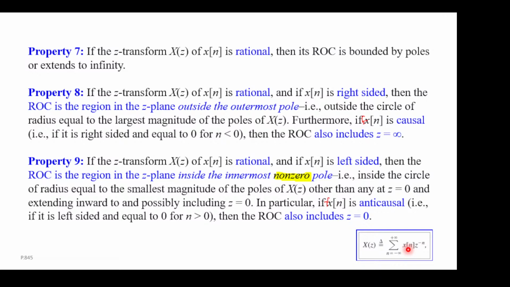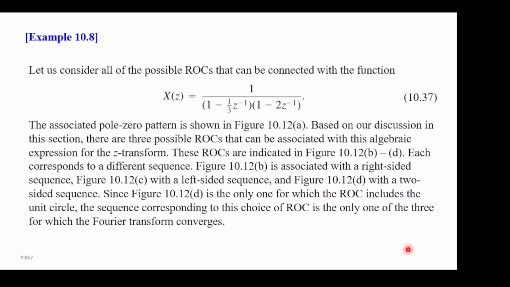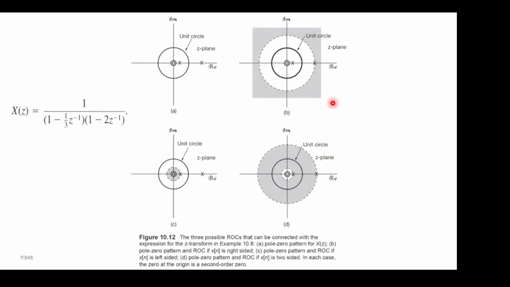Any questions? If not, then let's finish this example. We basically did this example already. So let's think about this function: X(z) equals 1 over (1 minus 1/3 z^-1) times (1 minus 2 z^-1).